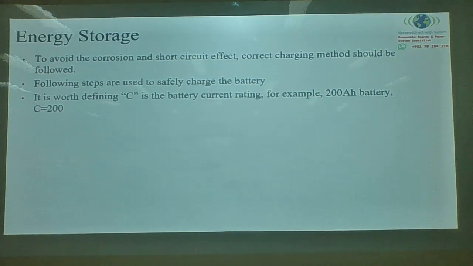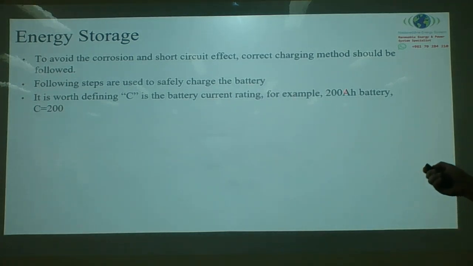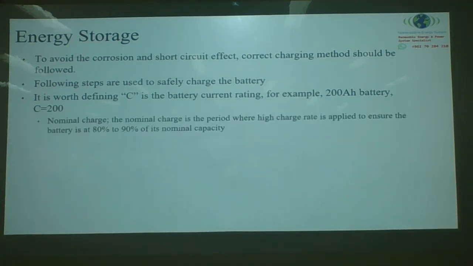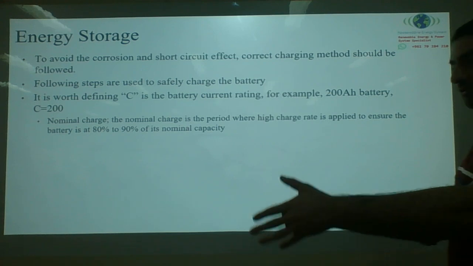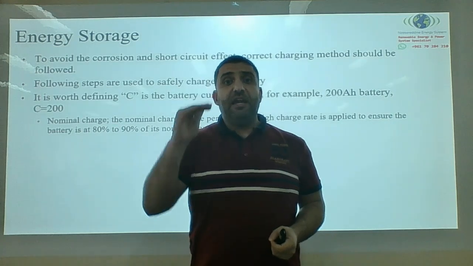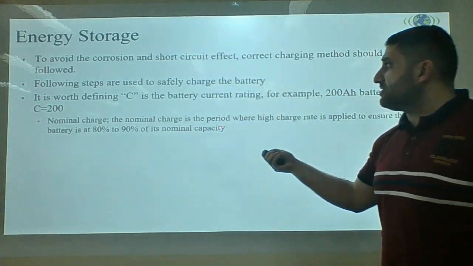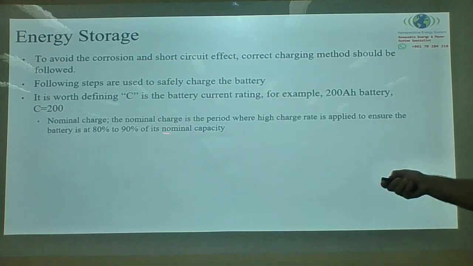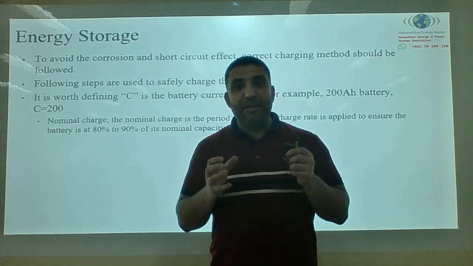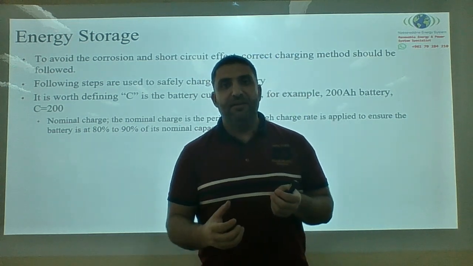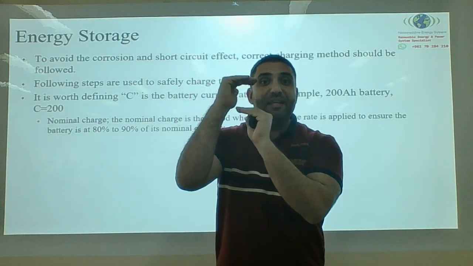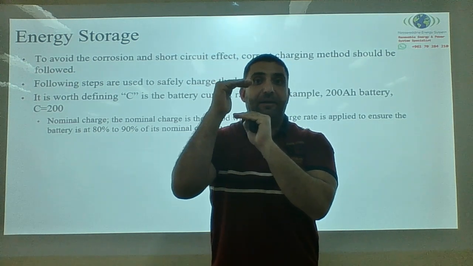Before we go into it, I want to define C. If you have a battery defined as, for example, a 200 amp hour battery, C is 200. Now, I have the nominal charge, which is a higher voltage. It's the period where a high charge rate is applied to ensure the battery is at 80 to 90% of its nominal capacity. So at the beginning, if the battery, for example, has 50%, I apply a high charge up to a limit. Now I have to stick within the manufacturer guidelines.